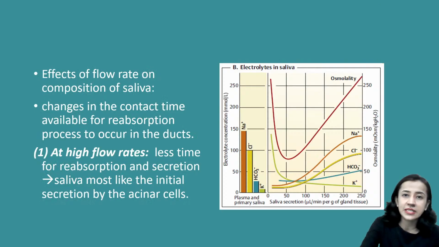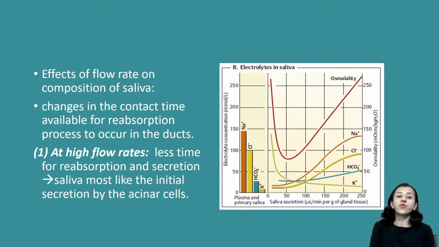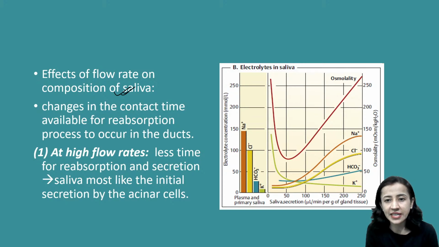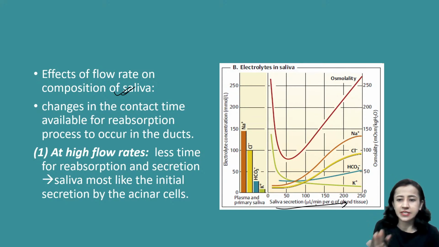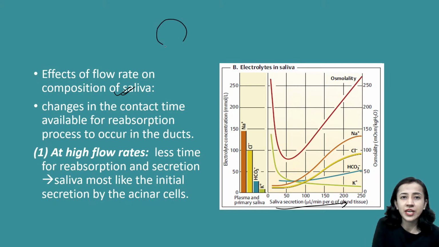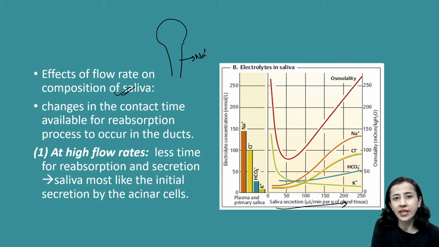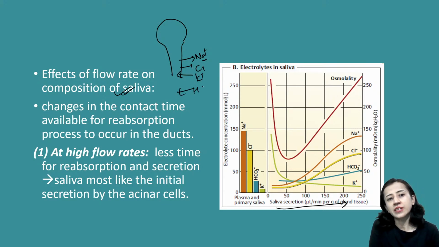Now another important thing is, what is the effect of flow rate on the composition of saliva? You can see this is a very important diagram. The flow rate. As we have discussed, this is the primary secretion. When it passes through the duct, what happens? Sodium and chloride ions are reabsorbed, and potassium and bicarbonate ions are secreted.